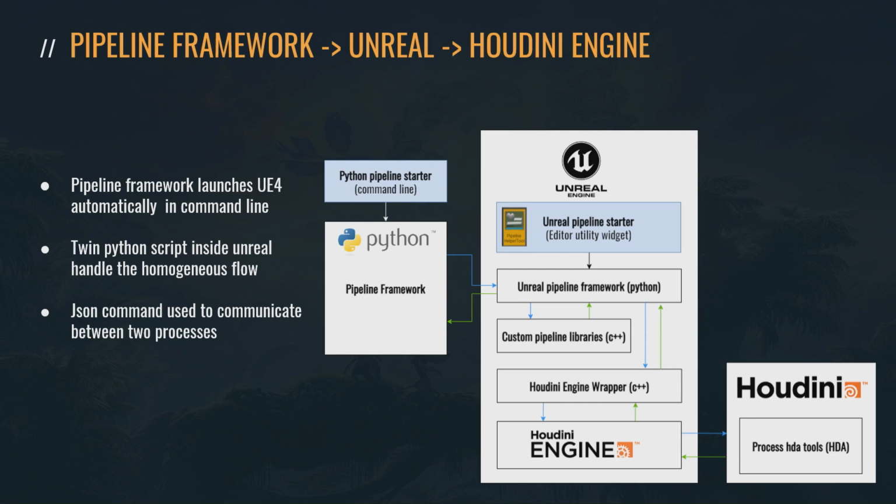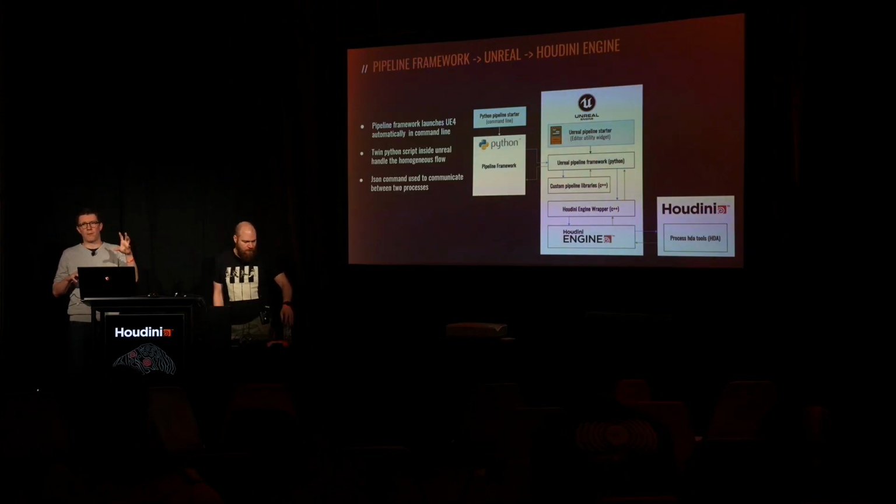The communication between those two scripts, because they are two different processes, is done through a JSON command file. The JSON is basically the description of the pipeline, and we also use that JSON command file to communicate whether there is a problem.